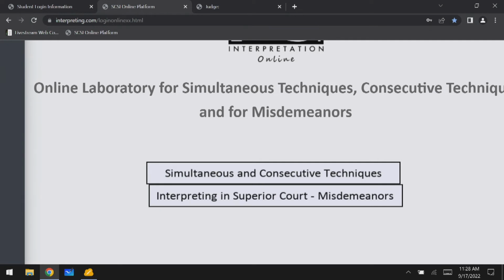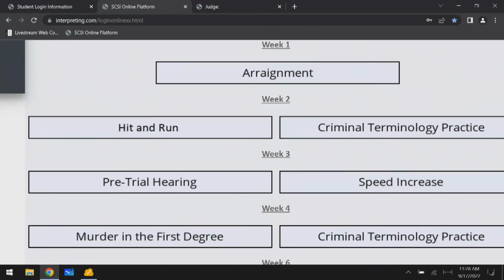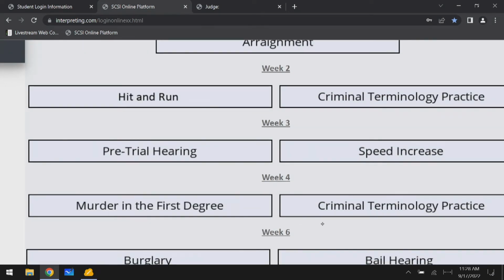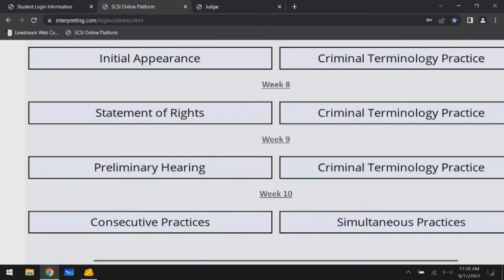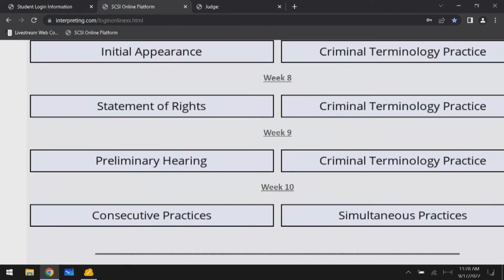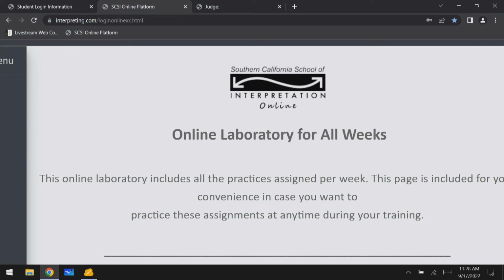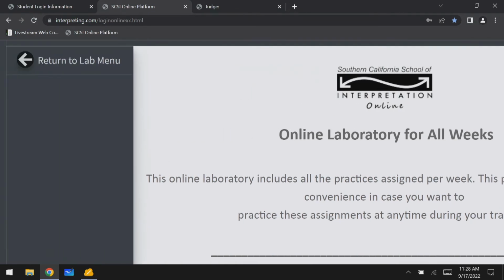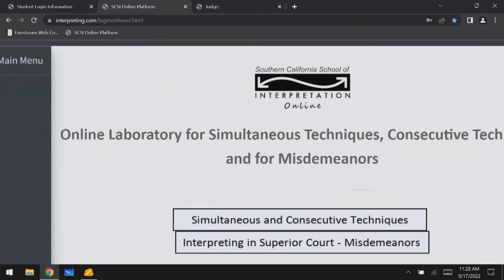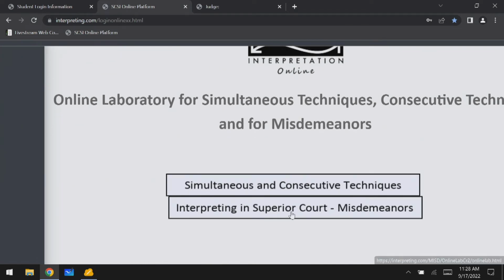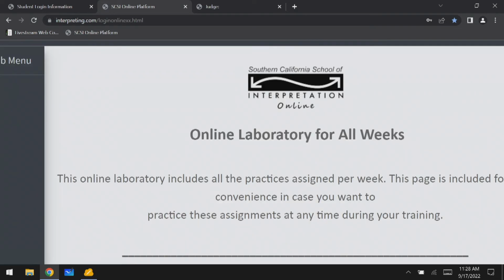It basically goes week 1, 2, 3, 4, then 5, 6, 7, 8, or something to that effect. When you go there, you have all the weeks. Remember, we did up to week 4 in the simultaneous, and then week 6 to week 10 is the consecutive class. But they're all in one page, just to simplify it. So now we're going to go back to the lab. The lab for this class is Interpreting in Superior Court Misdemeanors. So let's click on it.